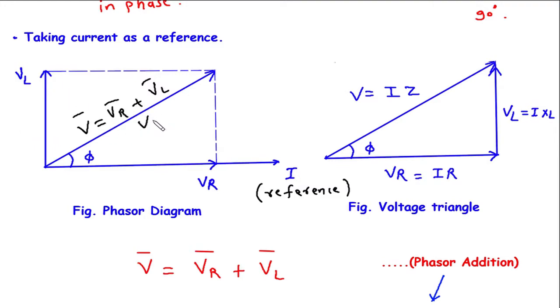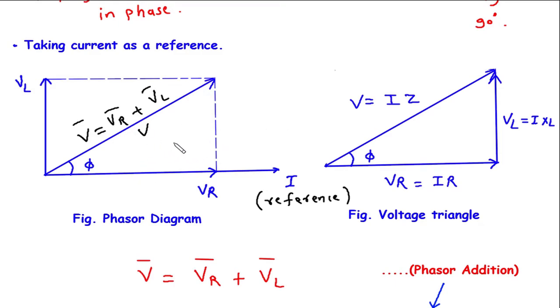This is the applied voltage V. In case of a DC circuit, according to KVL, V is equal to VR plus VL. But since this is an AC circuit, the applied voltage will be the phasor addition of VR and VL.